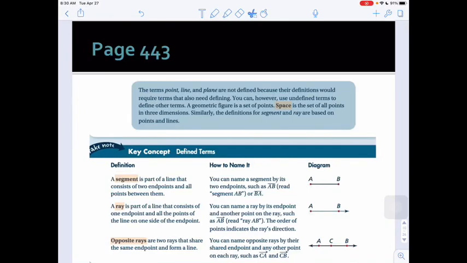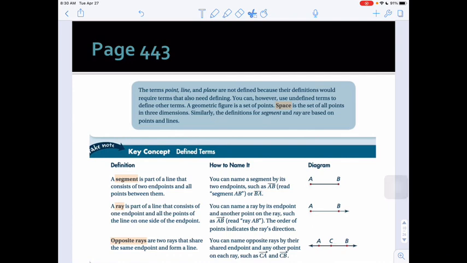Section 7.2, Example 2 on page 443. The terms point, line, and plane are not defined because their definitions would require terms that also need defining. You can, however, use undefined terms to define other terms. A geometric figure is a set of points. Space is the set of all points in 3 dimensions.